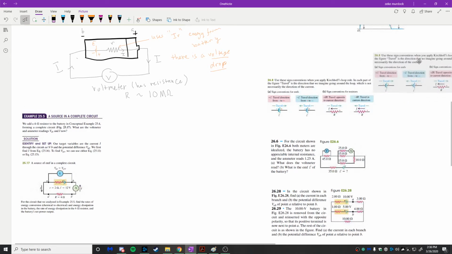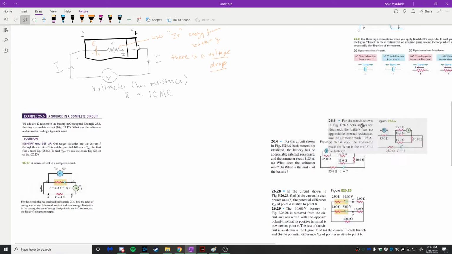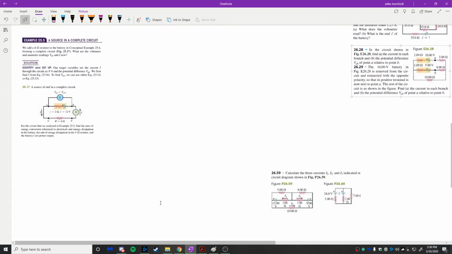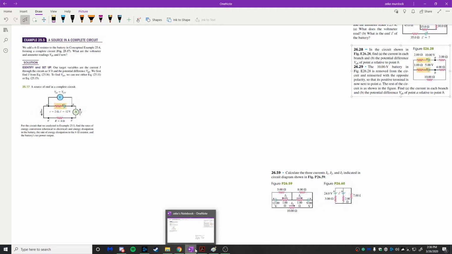You guys can ignore all this stuff. This is just for later, as we talk about Kirchhoff's laws. So this is what we want to work on here. I want to try to solve this problem over to the left. A source in a complete circuit. We add a 4 ohm resistor to the battery in this example that we didn't talk about, forming a complete circuit. What are the voltmeter and ammeter readings in this circuit right here and now?